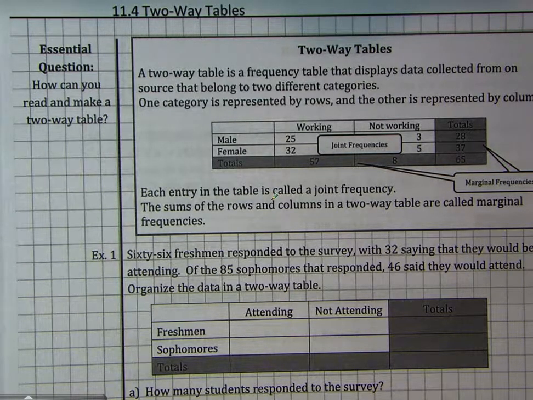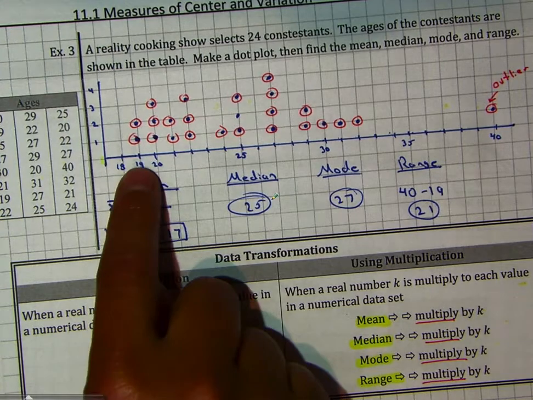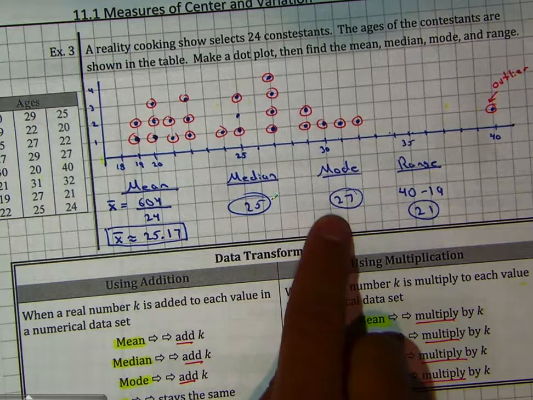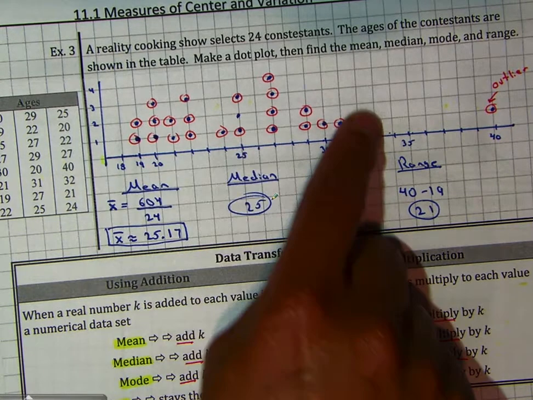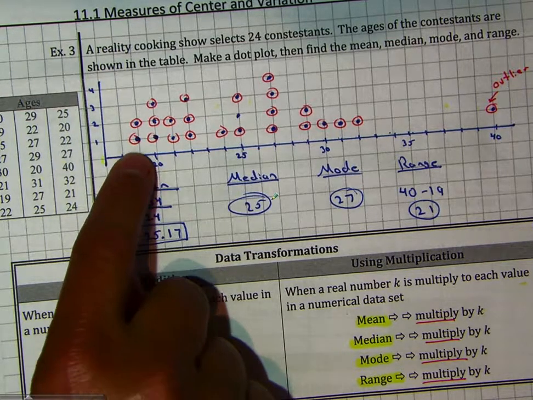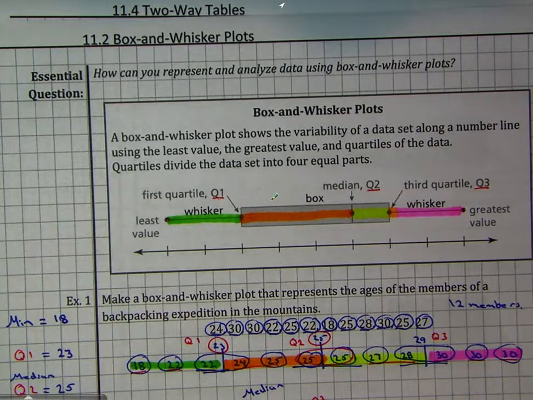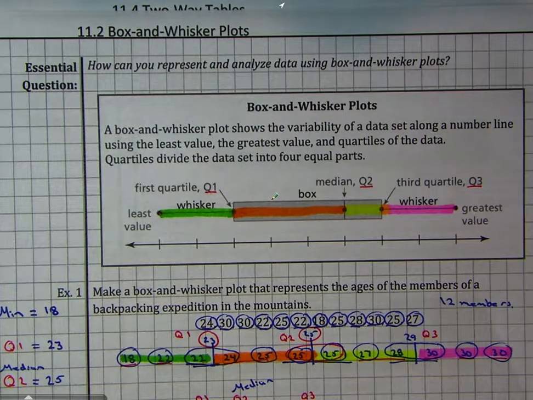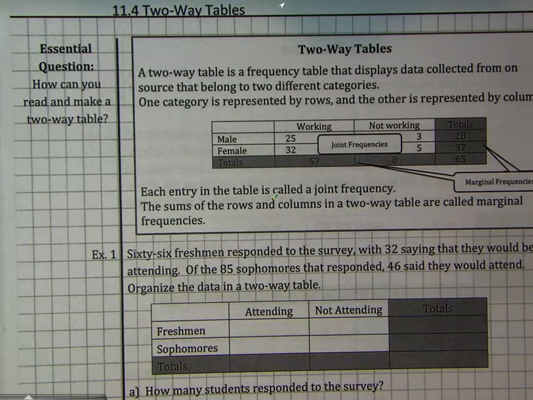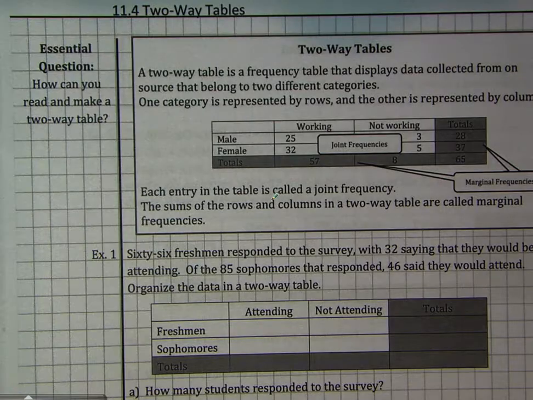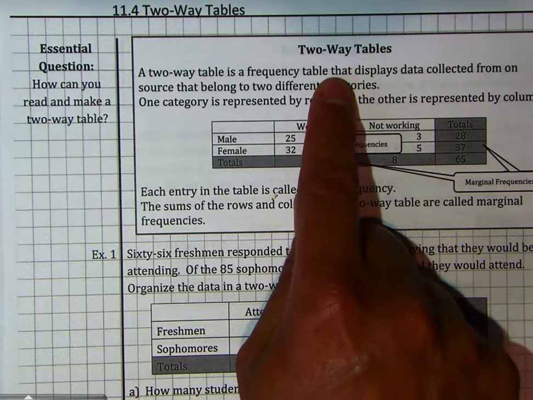Now, if you go back to 11.1, we covered dot plots, and we were also able to find the mean, median, mode, and the range. Dot plots are a nice way to organize your data because you can see how many you have, you can see the range, and you can also estimate your median. Then in 11.2, we organized data by using box and whisker plots. In 11.3, we organized them by using histograms. And now we are going to organize our data using two-way tables.